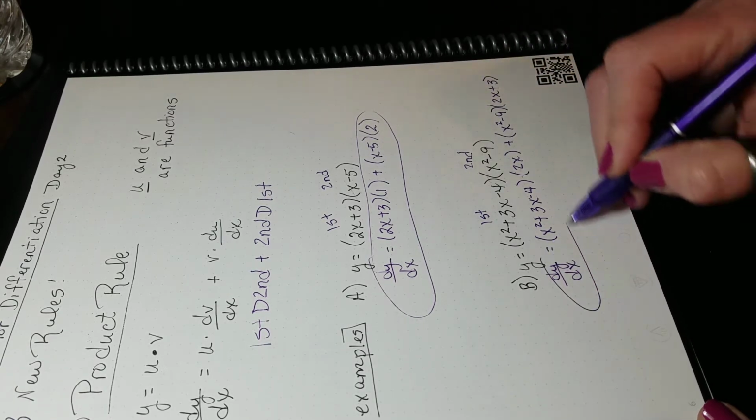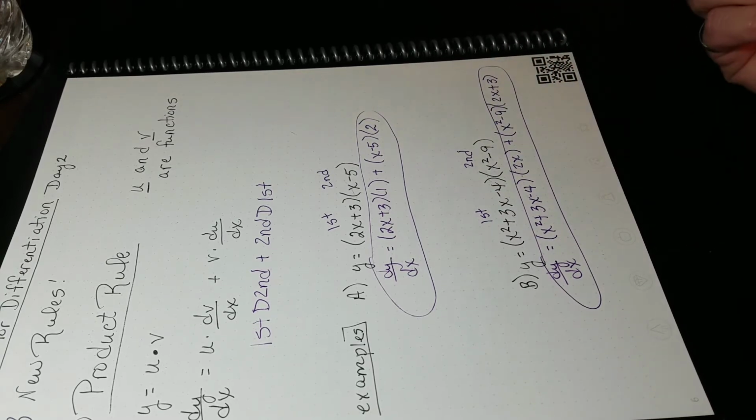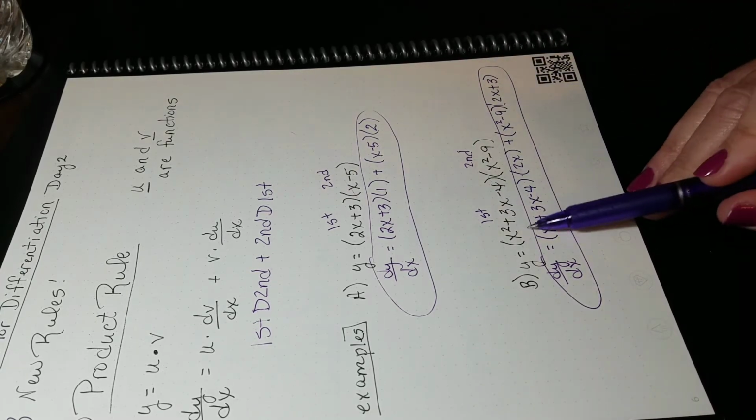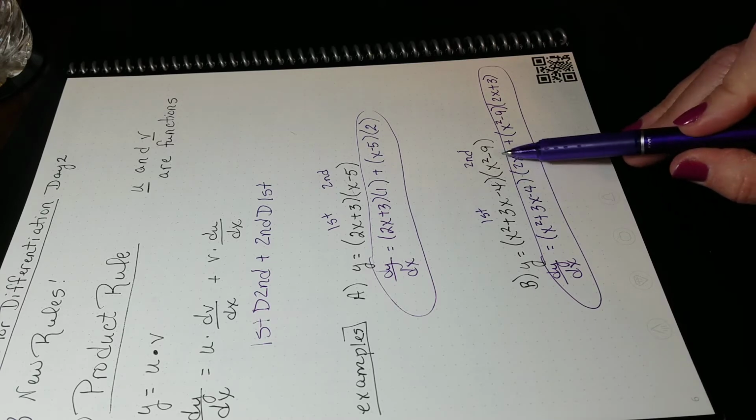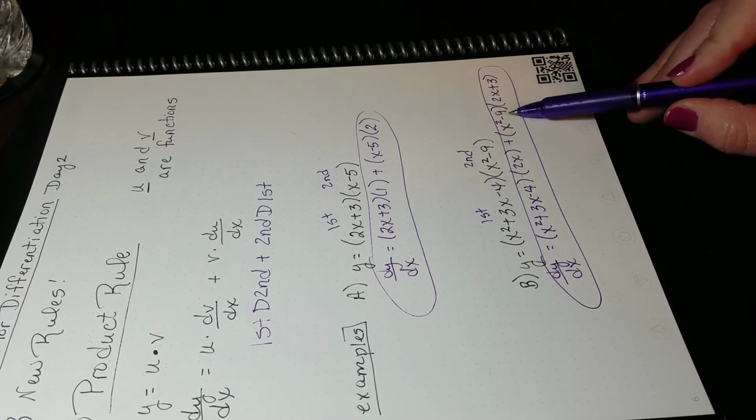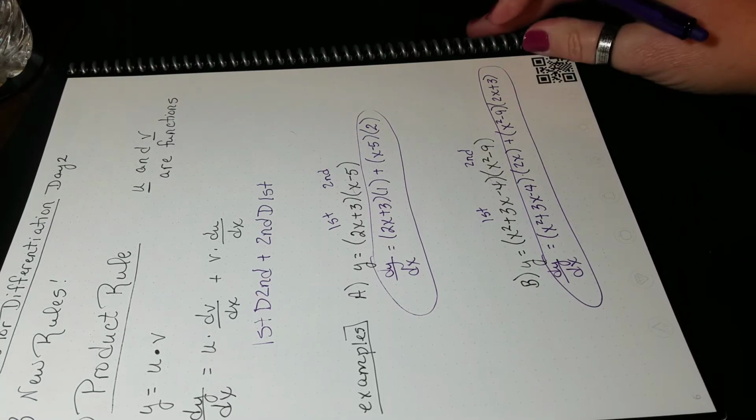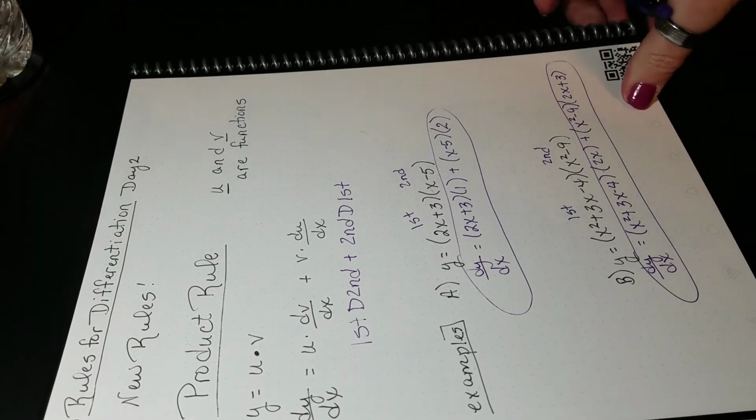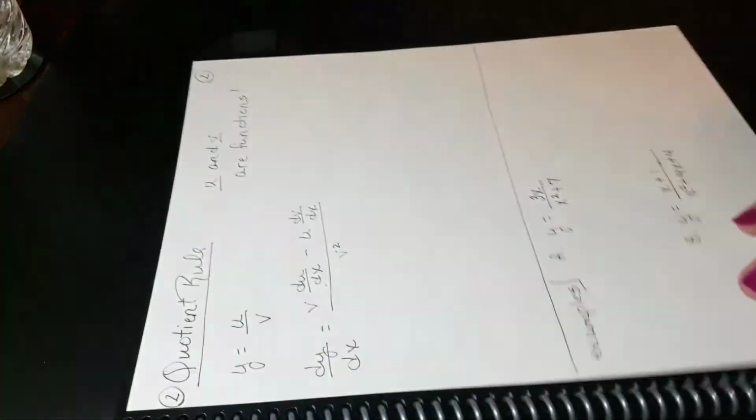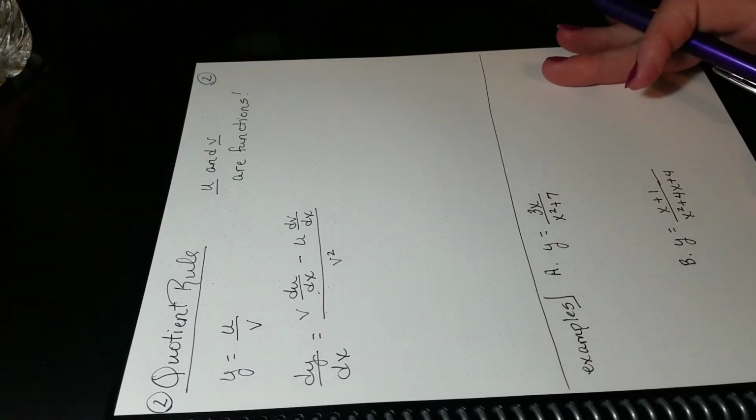And again, that is all you guys are responsible for right now. We'll worry about simplifying later. So first, x squared plus 3x minus 4 times the derivative of the second, 2x, plus the second, x squared minus 9 times the derivative of the first, 2x plus 3. And that's 2 examples of the product rule. Now, from the product rule, it makes sense that we're going to go straight to something called a quotient rule.